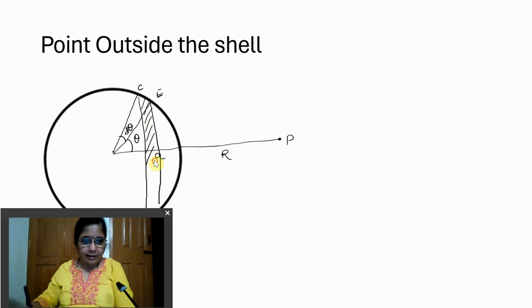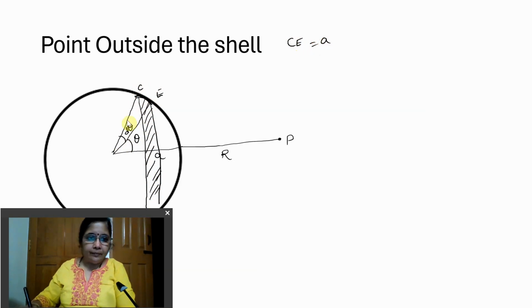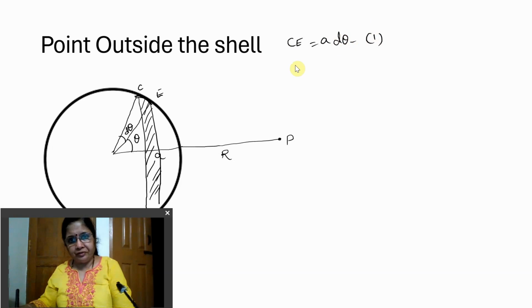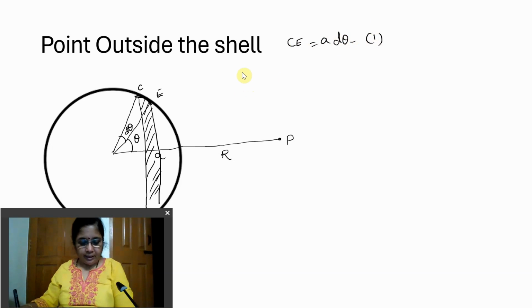So I have drawn two lines connecting us to this ring from the center. This is the ring in consideration. The first line, which connects to this part of the ring, makes an angle theta, and between these two, the angle is d theta. Now, let me take this chord length CE. Let us go one by one. This chord length CE is equal to the distance a, and what is this angle? d theta. So a into d theta. I will call this equation 1. So we know CE is equal to a d theta.